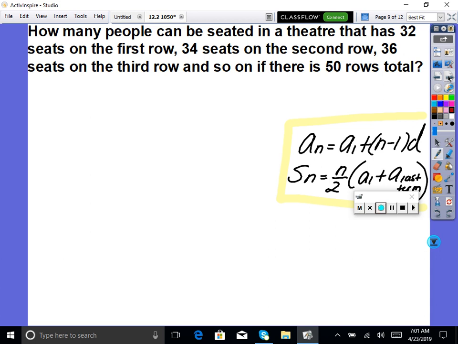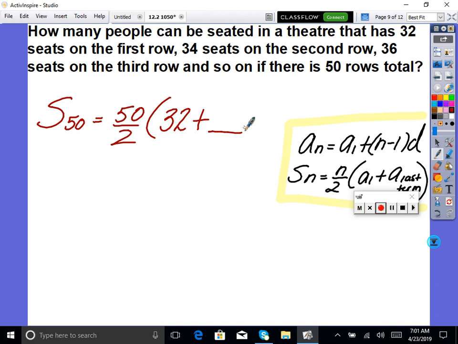This one's really easy. How many people can be seated in a theater that has 32 seats on the first row, 34 seats on the second row, 36 seats on the third row, and so on if there's 50 rows total? So what do we want to be adding up so we know the total number of people? So this would be the sum. So we'd be summing up how many terms? 50. The sum of 50 is equal to 50 divided by 2 times a sub 1. What was a sub 1? 32. Plus, what's the final term?